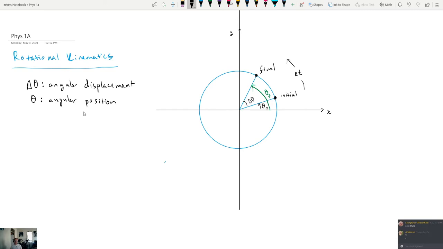Okay. And if we know that it takes some amount of time, delta t, to move from initial to final, then we can define angular velocity. We're going to use the symbol omega, and we can talk about average angular velocity, which is equal to the change in the angle divided by the change in time, so the angular displacement divided by the amount of time that elapses. This is normally measured in radians per second. So delta theta over delta t gives you the angular velocity, the rate at which the angle is changing. Excuse me.